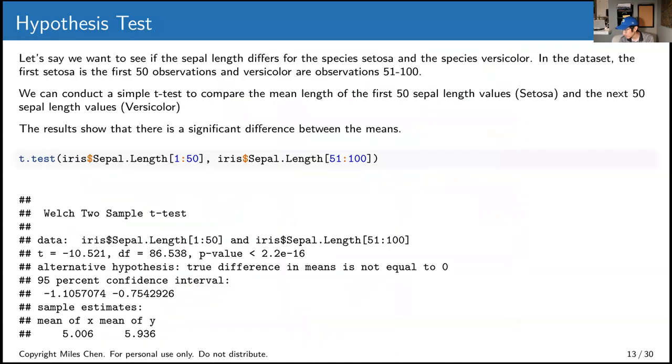But anyway, let's talk about doing a hypothesis test, and how might we conduct the same kind of test if we were to use bootstrap.